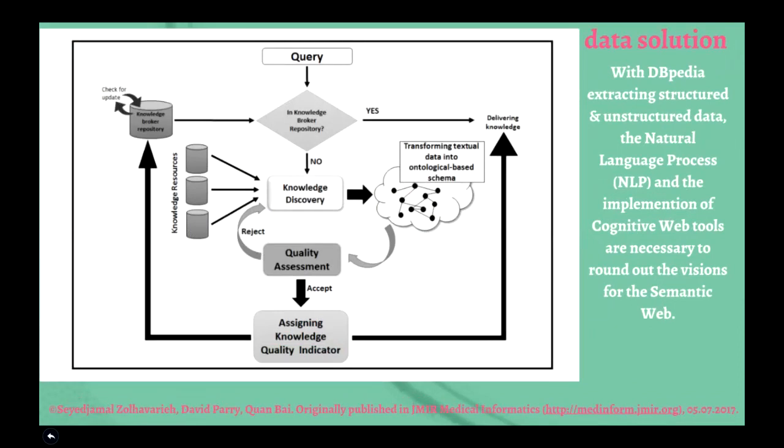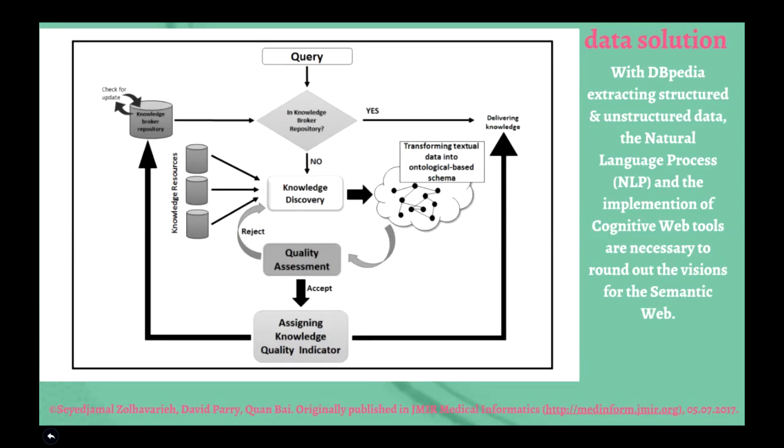So DBpedia can act as a data solution, extracting structured and unstructured data. The unstructured data part is newer, and natural language processing, NLP, and the implementation of cognitive web tools are necessary to round out the visions for the semantic web. So we have our query, and there is a repository of information, and our query will draw from that repository of information. They act like brokers. And so ultimately, we're looking to discover knowledge.